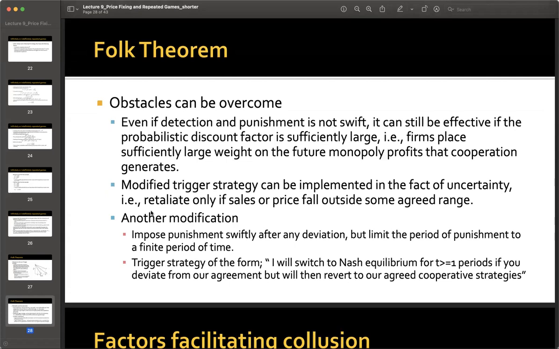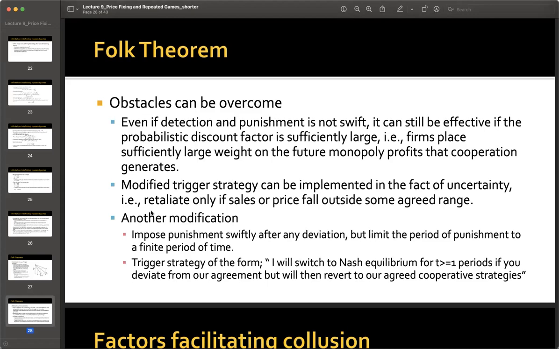A modified trigger strategy can be implemented in the face of uncertainty: retaliate only if sales or price fall outside some agreed range. In other words, when the price change is extreme, then it cannot be because of the usual seasonality and demand, for example. And then that's your signal that someone has deviated, someone is enjoying above normal profits, and then everyone else has sales that go down.